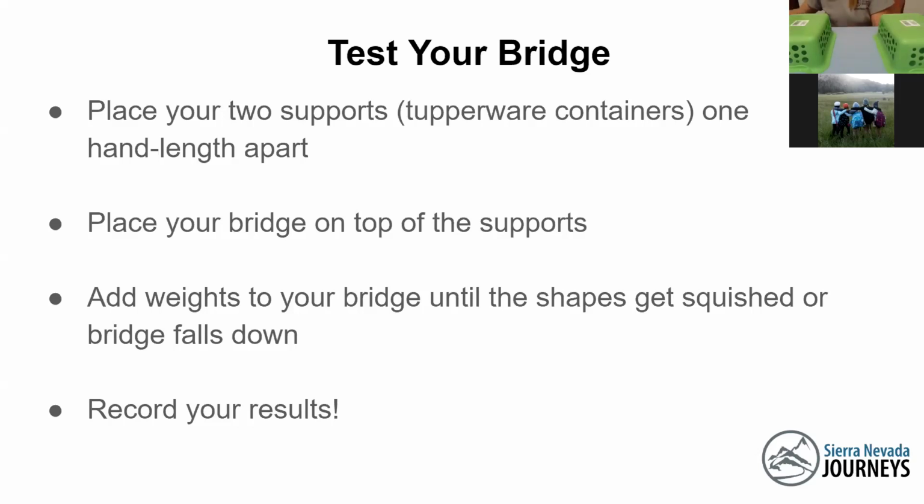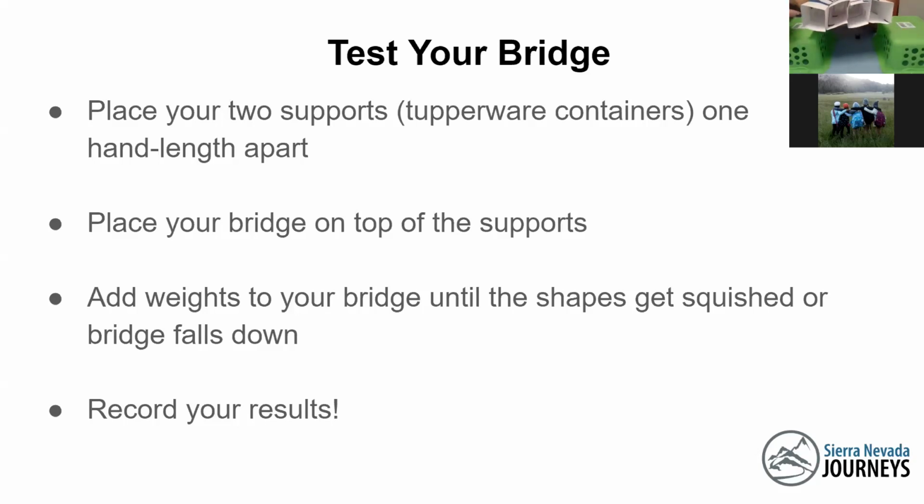Now, the bridge that we just built, so your 4 shapes, that's going to be the part of the bridge that goes on top that people would walk across. And once I have my bridge set up, I want to see how strong it is. So here's how I'm going to do that. My weights today are pennies, and I have stacks of 10 pennies. So each of these little stacks is 10 pennies. I'm going to add my weight to my bridge, and I'm going to keep adding it until our bridge gets squished or falls down. And I'm going to show you what that means.